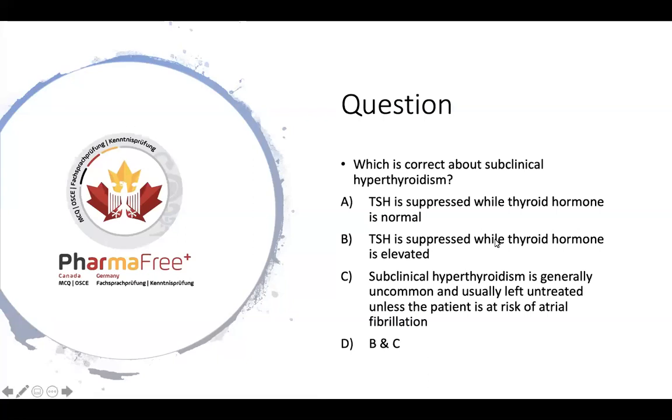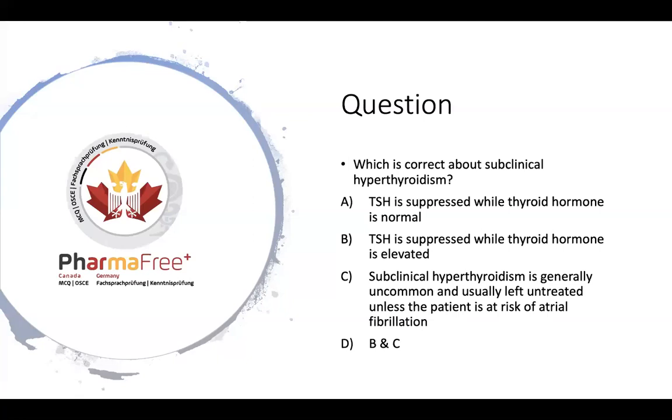So the right definition, guys, is number A. TSH is suppressed, thyroid hormone is normal. This is correct. So by extension, we can say that B is wrong. Here, subclinical hyperthyroidism is common and usually left untreated, unless the patient is at risk of atrial fibrillation, and we have other conditions as well. We have three other conditions.